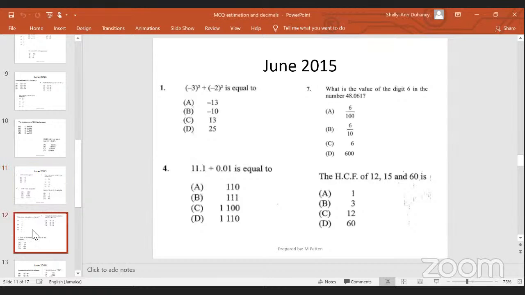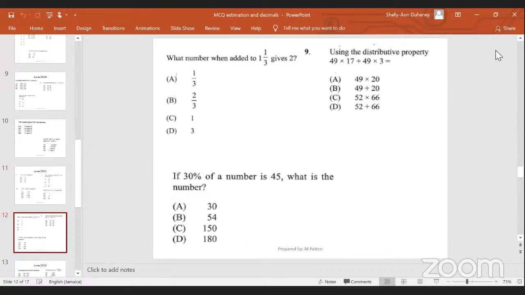Moving on. I love this question. What number, when added to 1 1/3, gives 2? Yes, people. Tell me what to do. So we want to find a number when added. So first of all, we need to set this out. What does this sound like to you?